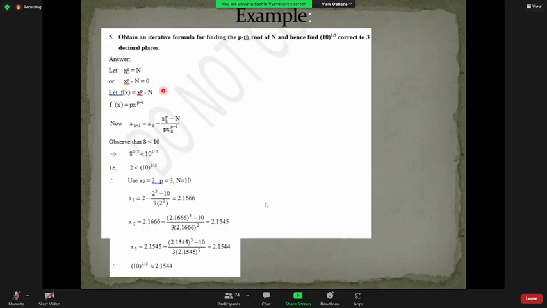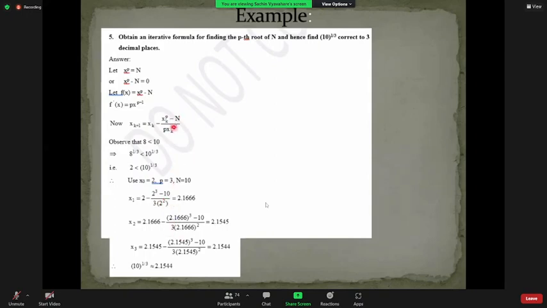Is it okay? So f dash x becomes p into x raised to p minus 1. f dash x is p into x raised to p minus 1. That is f dash x. And in exactly a similar way it is completed, and then the formula is written. So this is the iterative formula that we are going to use for this calculation.